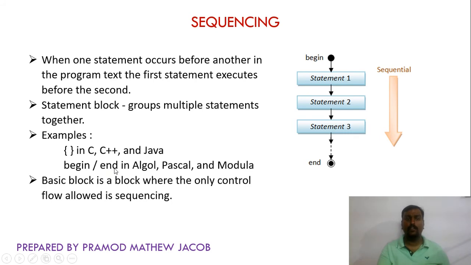The keywords begin and end are used in Algol, Pascal and Modula programming languages to represent the statement block. In Python, we use a tab to represent the statement block. All the statements written in a particular tab section are considered as a single statement block. A basic block is a block where the only control flow allowed is sequencing. So if there is no selection, iteration, recursion or any other functions in a particular block, and there is only sequential execution of statements in that code block, then it is considered as a basic block.